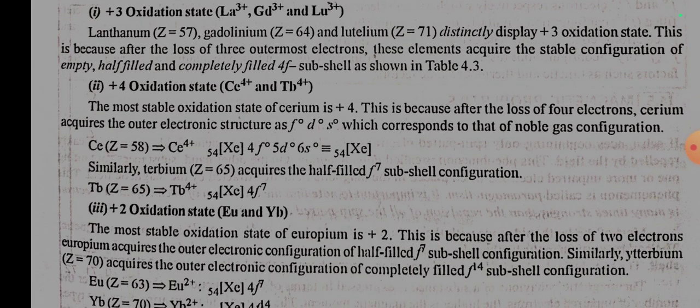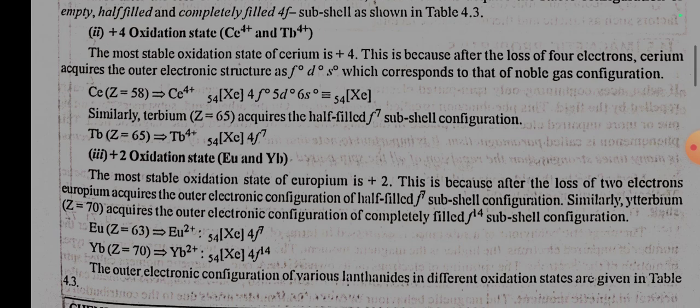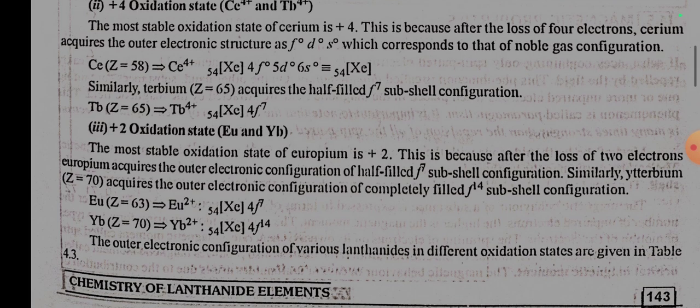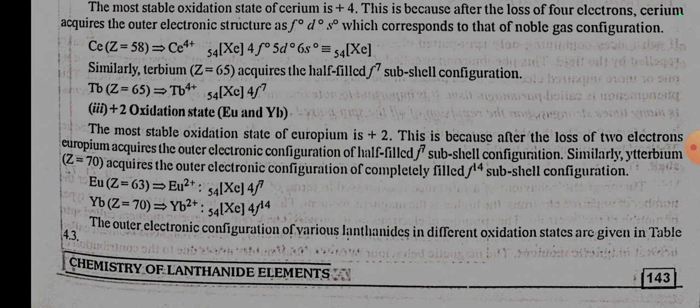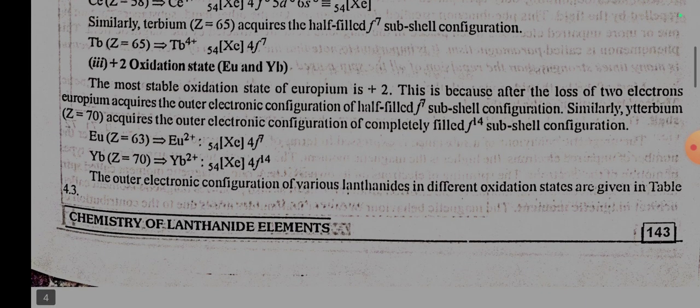Number 2. +4 oxidation states: Ce4+ and Tb4+. The most stable oxidation state of cerium is +4. This is because after the loss of 4 electrons, cerium acquires the outer electronic structure as f0, d0, s0, which corresponds to that of noble gas configuration. Ce, Z equals 58. Ce4+: [54Xe] 4f0 5d0 6s0. Similarly, terbium acquires the half-filled f7 subshell configuration. Tb4+: [54Xe] 4f7.